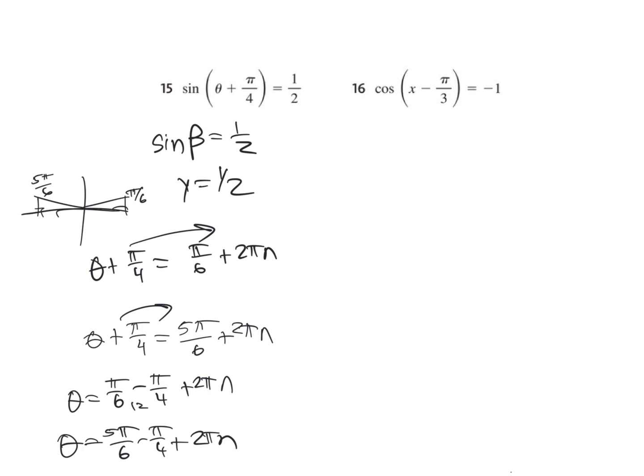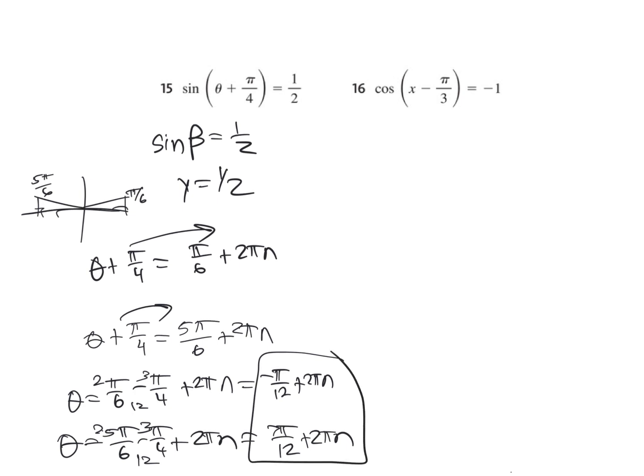Common denominator is 12, multiplied by 2, multiplied by 3. Same thing down here. So on the top, we get 2 pi over 12 minus 3 pi over 12, which would be negative pi over 12 plus 2 pi n. On the bottom, 10 pi over 12 and 3 pi over 12. So 10 minus 3 is 7 pi over 12 plus 2 pi n. All right, so those are your answers for number 15.